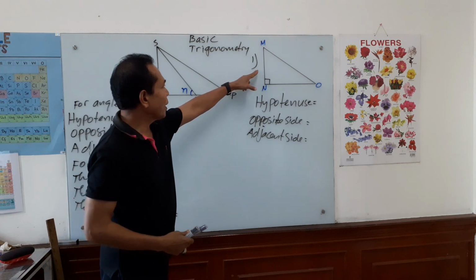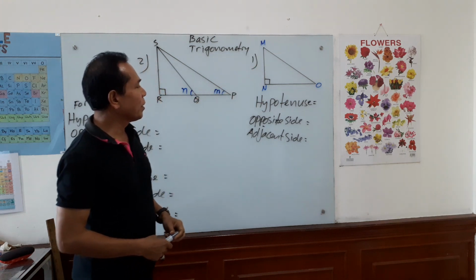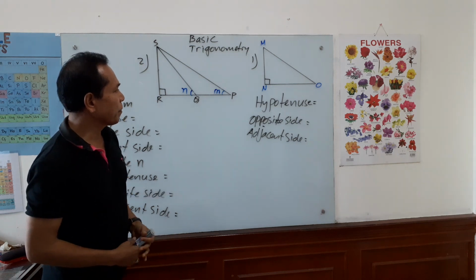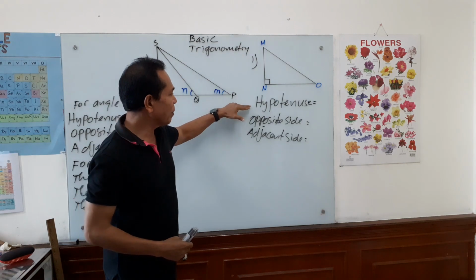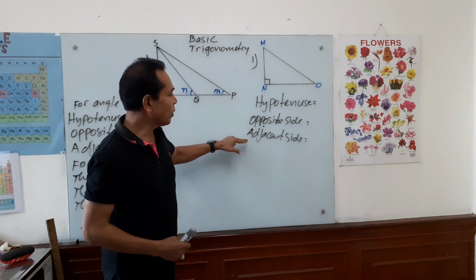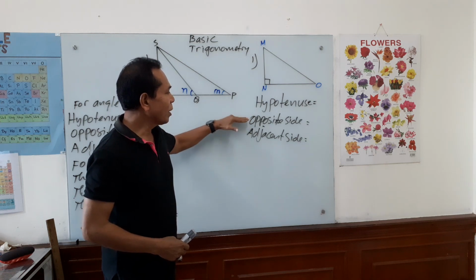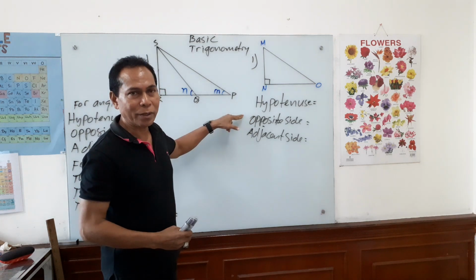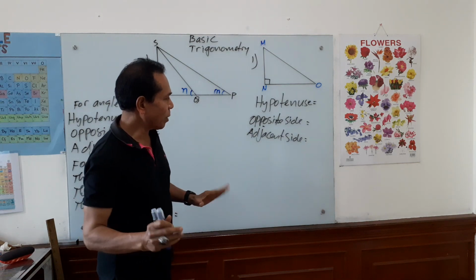Now, we look at this, okay, we'll give this number one. This triangle here, we look at this here. Now, I put the word hypotenuse here, okay? Hypotenuse, we have opposite and we have adjacent. Hypotenuse, opposite, adjacent. Of course, you know the word opposite. I believe you use it very often, so no problem with that.